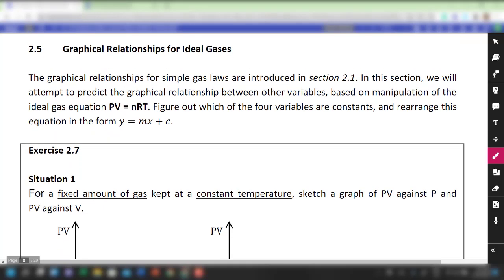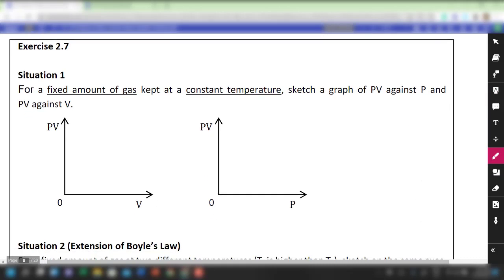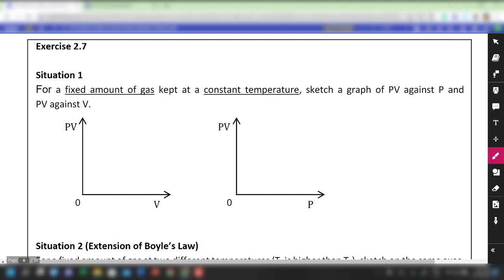2.5, graphical representation or graphical relationship, tends to be a challenge for students, but maybe I can stress that most of what you need to know over here are things which you have already learned in secondary school. Basically you need to arrange them to the form y equals mx plus c, and you need to go through the logic in your mind. I think the best way to do this is to look at examples.